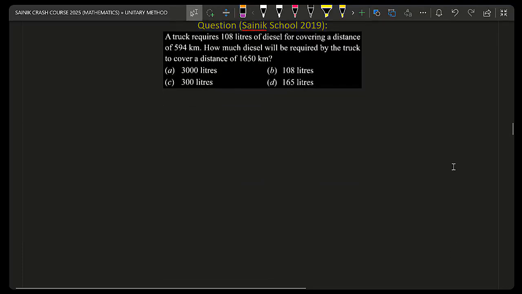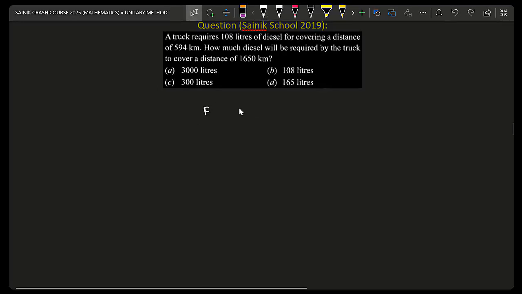This question came in the 2019 paper. A truck requires 108 liters of diesel for covering a distance of 594 kilometers. How much diesel will be required by the truck to cover a distance of 1650 kilometers? Who will answer this? Harshvardhan, can you answer this? Yes, sir. First you write the rows. What are the quantities involved in this question? Sir, diesel and kilometers. Okay, the amount of diesel, and distance, but let's say fuel, since D will confuse.